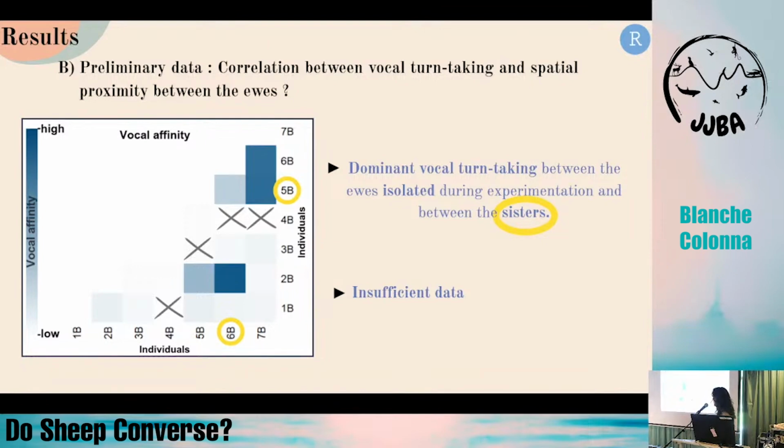So we can first see that there are some vocal interactions that are missing, symbolized by the gray cross. But we also can see that there are some vocal interactions between the 2 sisters, in yellow, so the 5B and the 6B. And the other dominant vocal interactions are between the U's that were isolated together during the experiments. So for instance, the 5B and the 7B, the 6B, 7B, and same with the 2B.